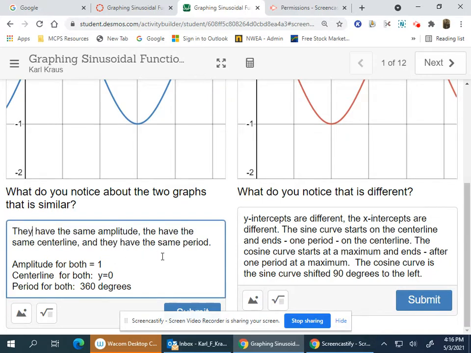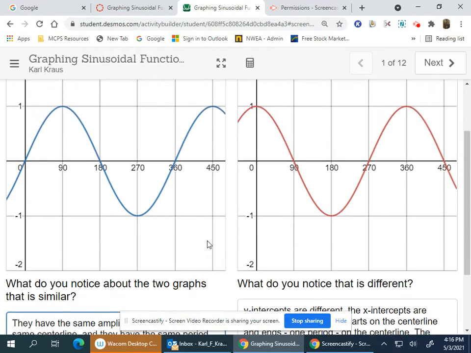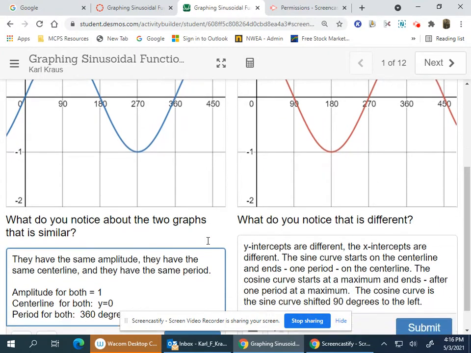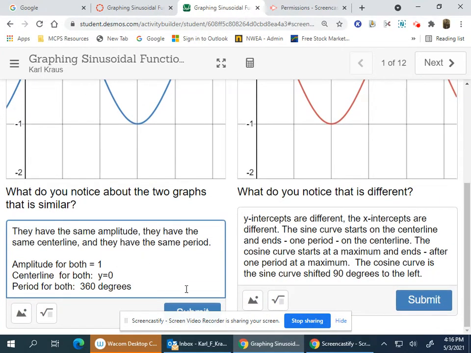They have the same amplitude. They have the same center line, and they have the same period. So the amplitude for both is 1. The center line for both is y equals 0, and the period for both is 360 degrees.